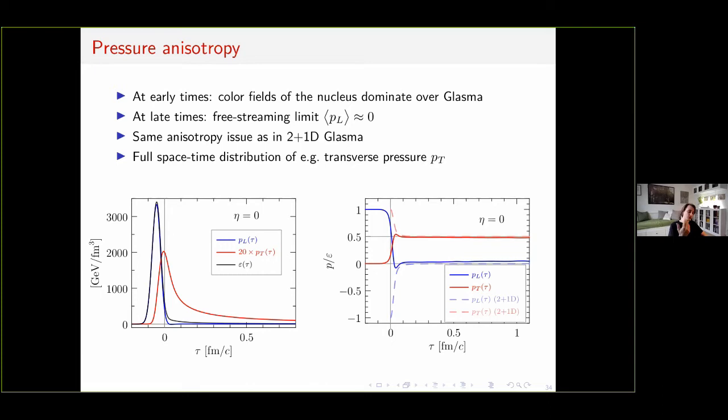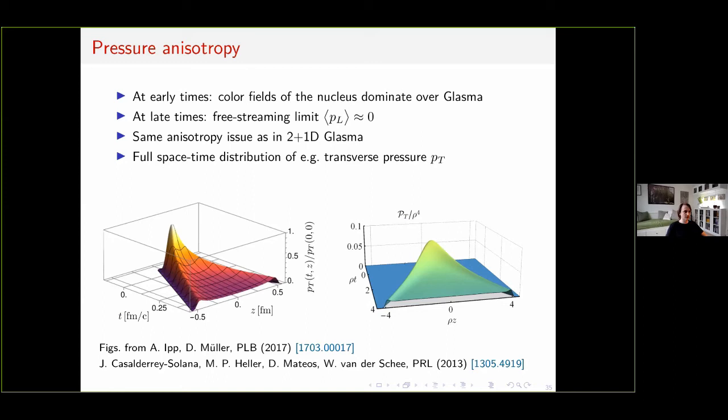But of course, what we do have is access to the full space-time distribution, which in itself is already very interesting. So here I'm showing the transverse pressure, which is basically just made up of the longitudinal fields of the plasma. And you can see you really get the full structure. And just an interesting observation, completely qualitative, not quantitative, is that these distributions look very similar to other kinds of finite width collisions that one can perform, namely holographic collisions. So this is already pretty nice, but of course, no isotropization.